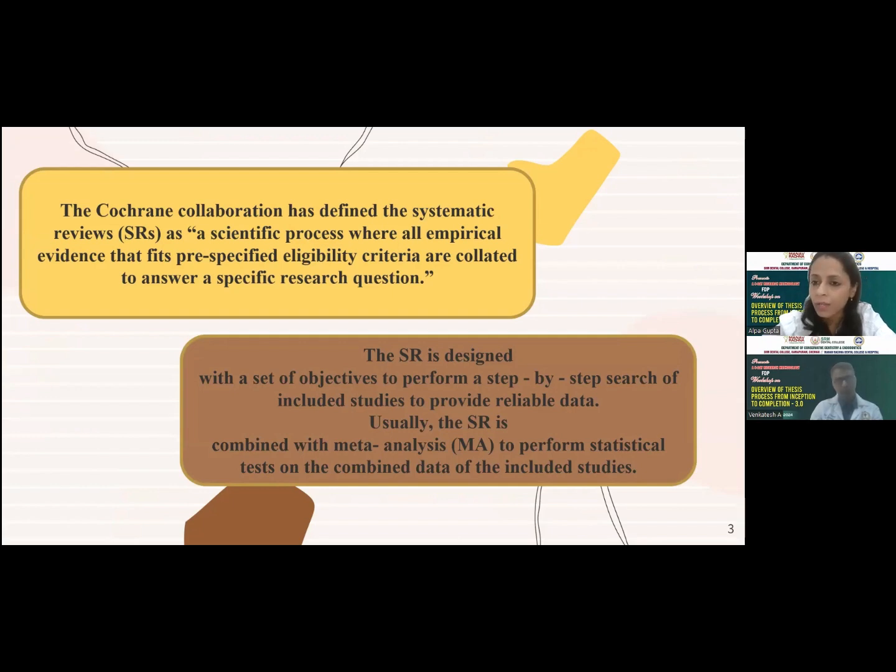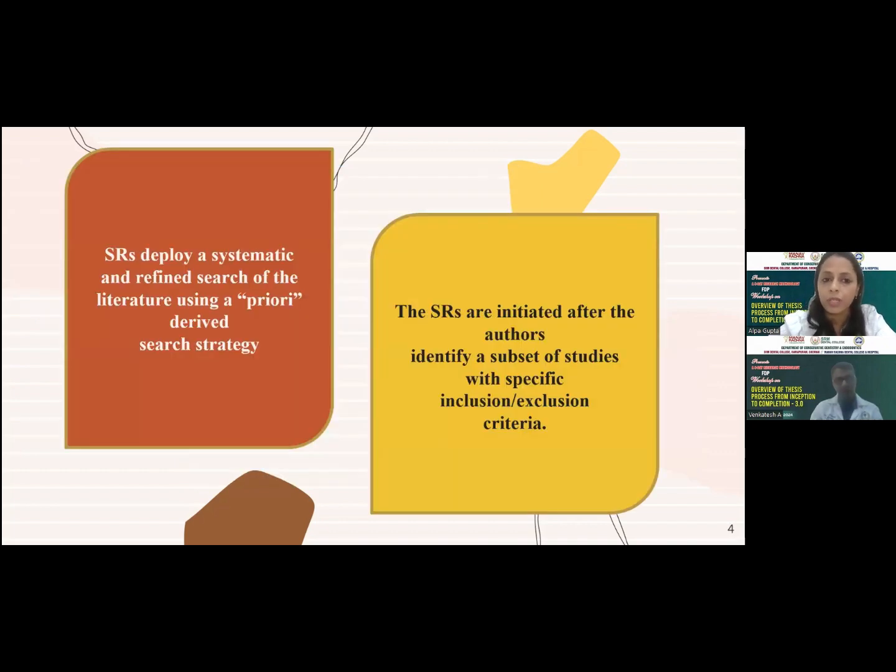For a systematic review, you have to answer a specific research question based on pre-specified eligibility criteria in a scientific manner, or in a stepwise manner. And for meta-analysis, you have to apply statistical analysis on your combined data so that you can reach a clinical decision or a clinical conclusion.